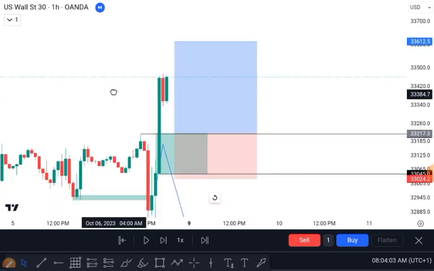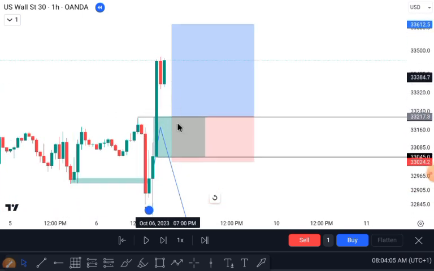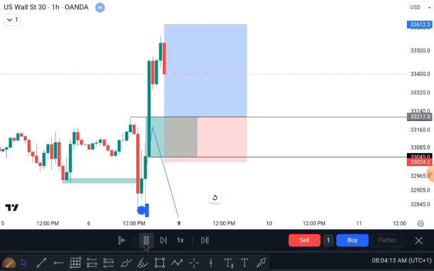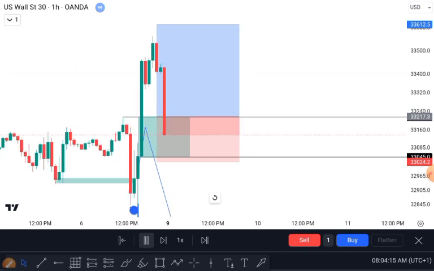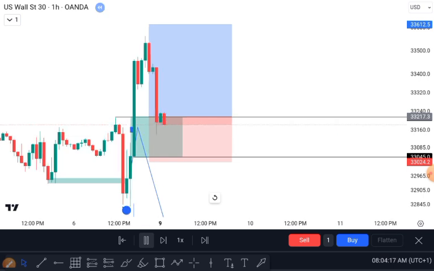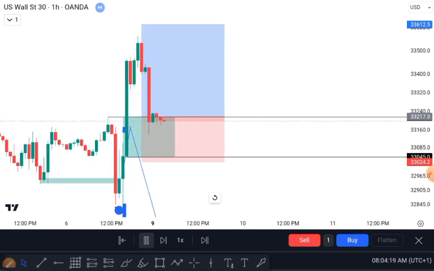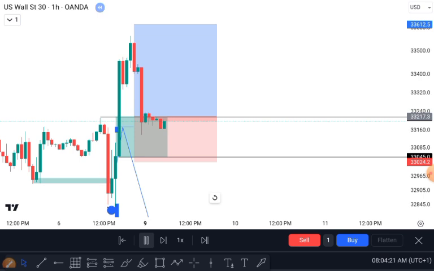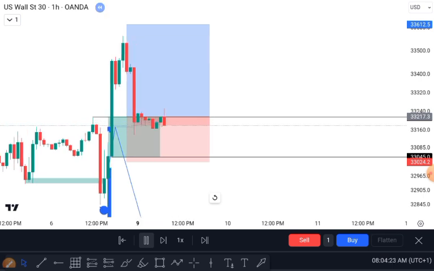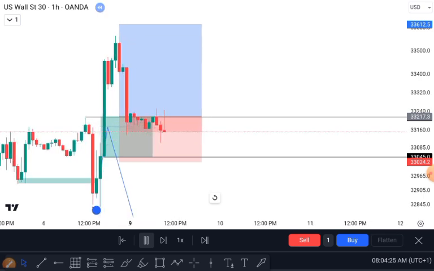So let's see how price is going to react when it comes here, whether it will follow our analysis. Okay, so this is it. Price is coming back gradually. Price dips into our breaker block. Okay, so let's see what happens.